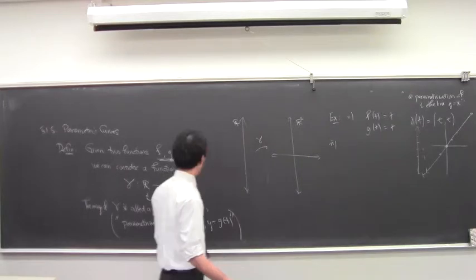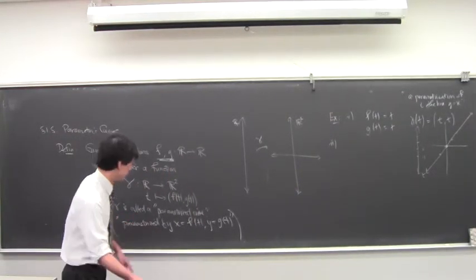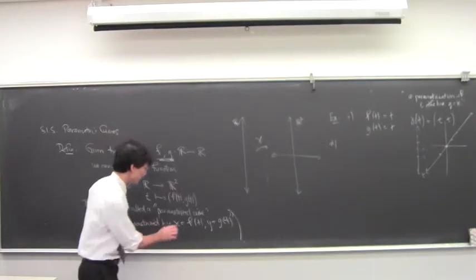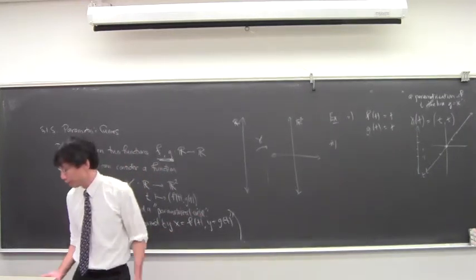Elise, do you have a question? Sorry, I was just curious what the word was when it says the image of. The image of gamma is called a parametrized curve. Oh, okay. Sorry. Called a parametrized curve.